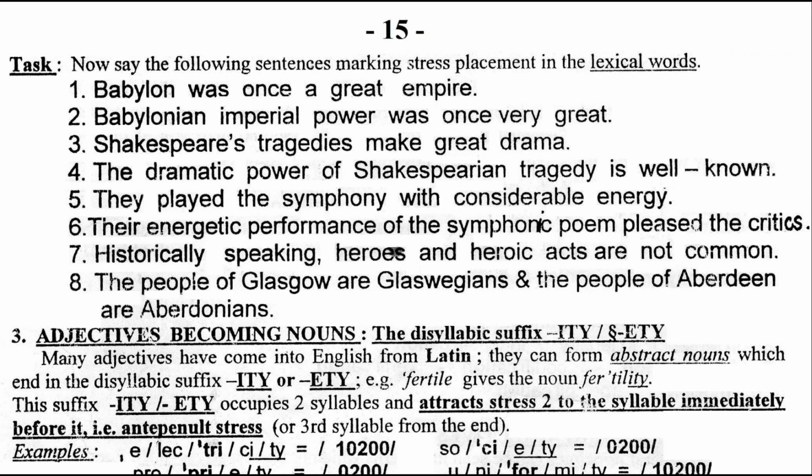The second sentence says, Babylonian imperial power was once very great. So, the first word, Babylonian, is an adjective, so we need to stress it, and we put the stress on lo, on the penult, because we have the an suffix, which is the line rule. And we need again to put the secondary stress on ba, which is an automatic secondary stress.